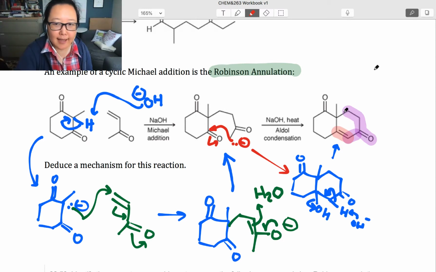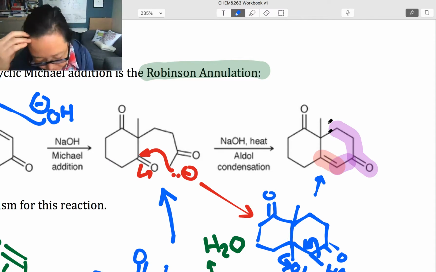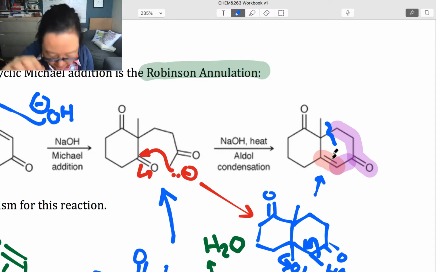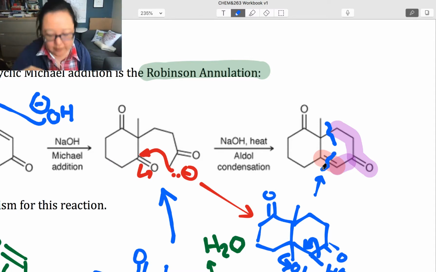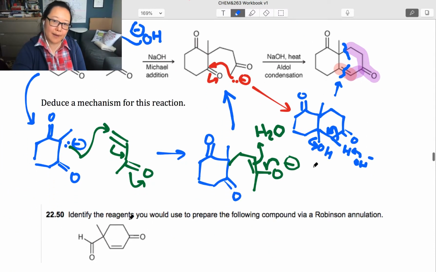So that means that when we think about working backwards, you might want to consider that there was a bond forming right here. So we might need to think about this adding on here. And there also was a bond forming here from this aldol reaction. So this is how we figure out what our reactants are. We needed this piece and we needed this piece to annulate together. So when we work backwards, maybe analyze this and figure out what are the reagents you would need to do a Robinson annulation.